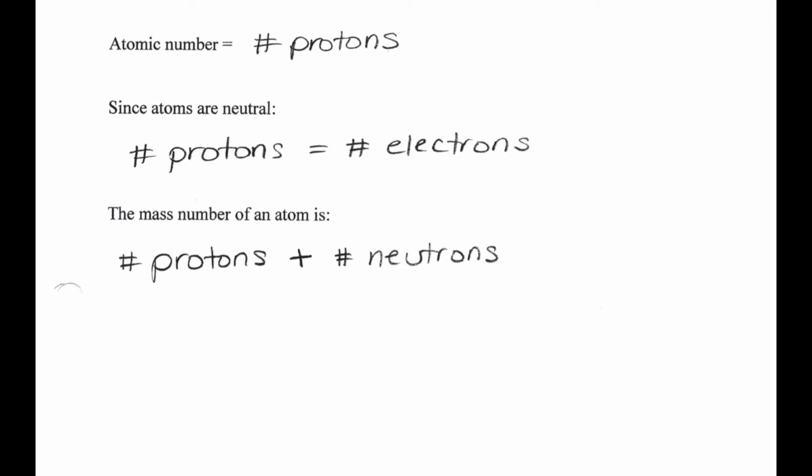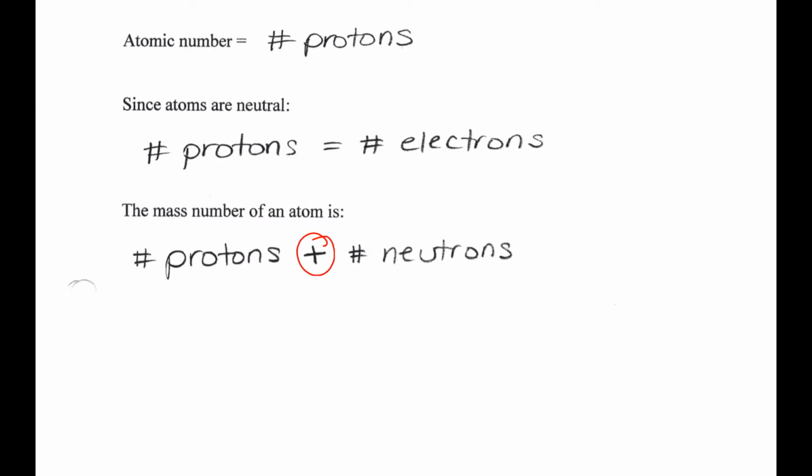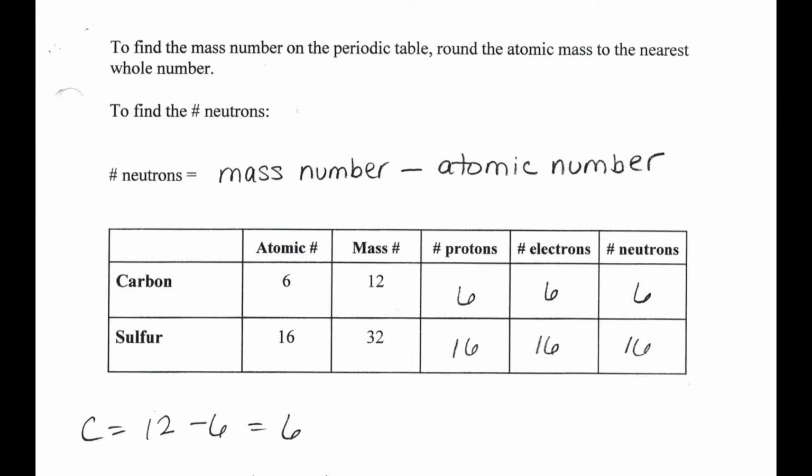Now, the mass number of an atom is the number of protons plus the number of neutrons. So hydrogen has a mass number of 1, which means it has 1 proton and no neutrons. Helium has 2 protons and 2 neutrons, so its mass number is 4. So you just have to add the protons and the neutrons to get the mass number. Now, if you're trying to find the mass number on the periodic table, all you do is round the atomic mass, which is a decimal number, to the nearest whole number.